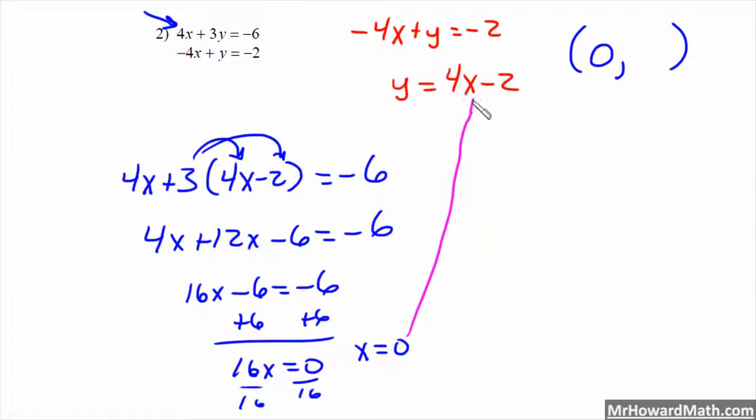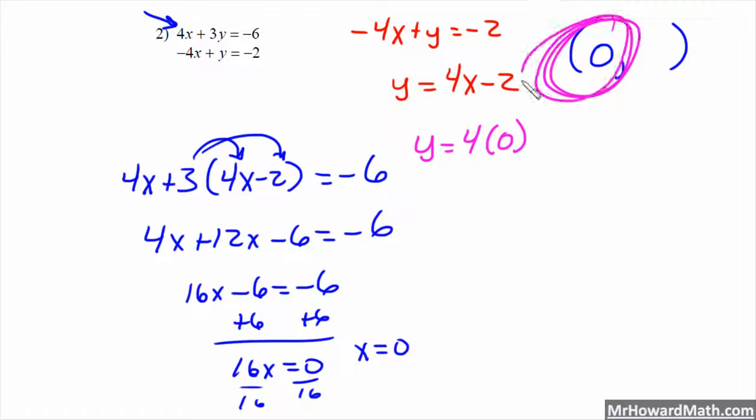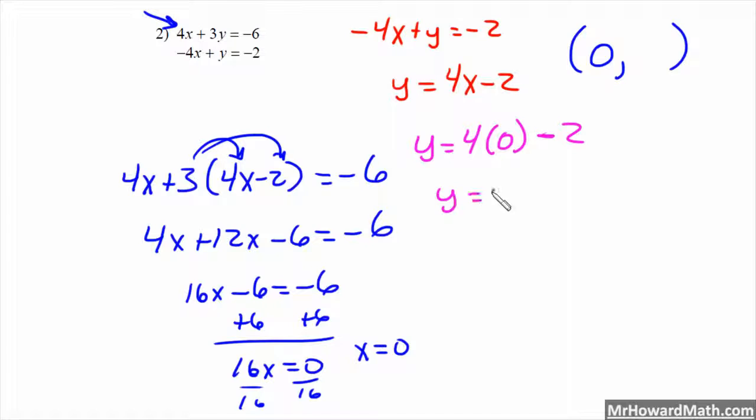So I take that 0 and I plug it into the easiest place. It happens to be here. So I solve for y. y equals 4 times x, which is 0, I know that from above, minus 2. So y equals 0 minus 2, so y equals negative 2.